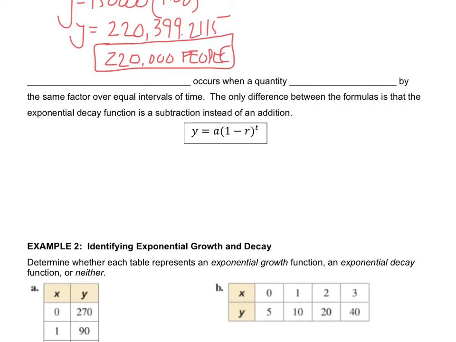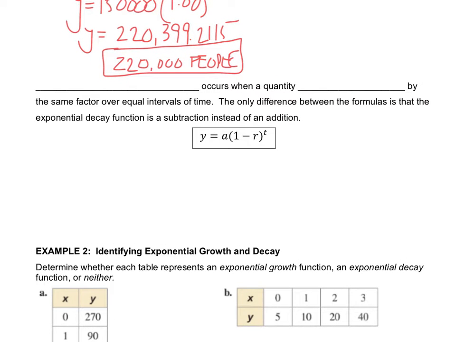So exponential decay is when a quantity is decreasing by a same factor over an interval of time. So it's the opposite of the growth. The only difference in the formula is that our growth factor is now called the decay factor.